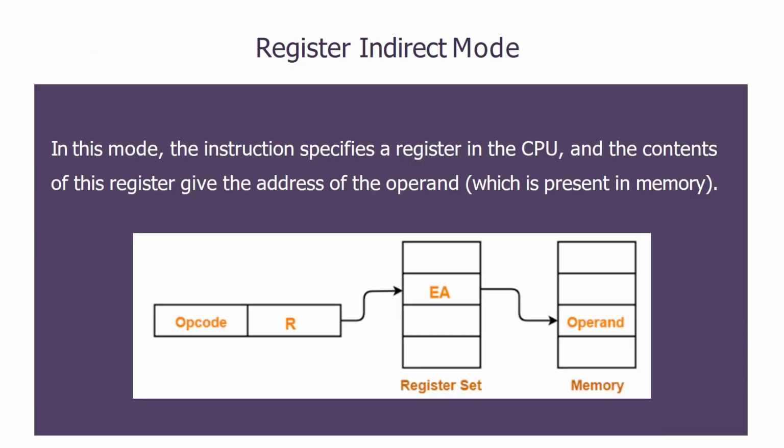Now the register indirect mode. In this mode, the instruction specifies a register in the CPU, and the contents of this register give the address of the operand. Now suppose this R was storing some value of register R1. Now it has the effective address which we have to go to. So suppose this location was 200. At 200 we get the actual value of the operand.